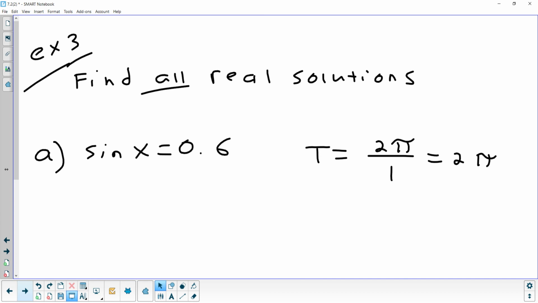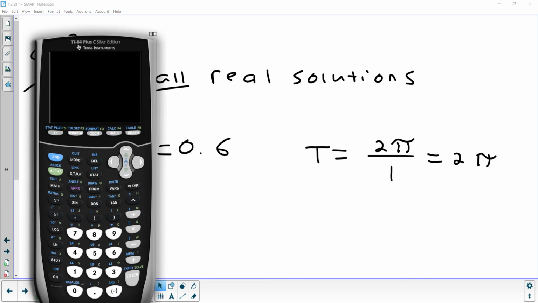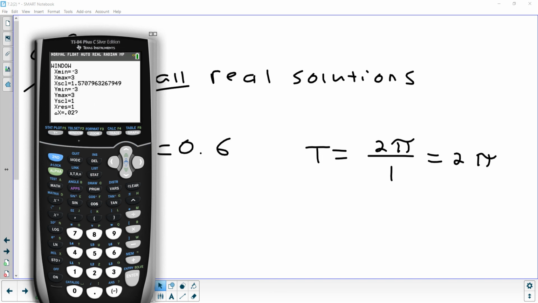That means once you find a solution, if you add 2 pi to that solution, you'll get when it occurs the next time. And if you add 2 pi again, you'll get the next one. So we know that our cycle length is 2 pi. That also helps us set the window. We don't want to look at more than one cycle. Just focus on one cycle.